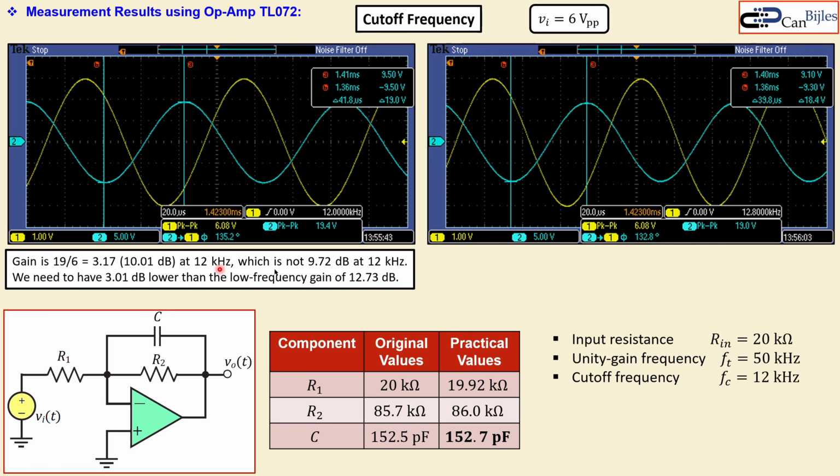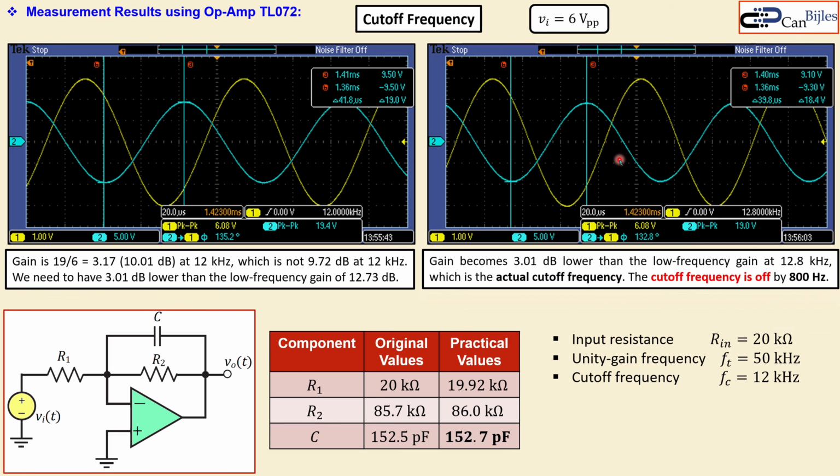Now, where do we get this actual value of 9.72 dB? Now, looking at the plot on the right side, the gain indeed decreases by 3.01 dB, but not at 12 kHz, but 12.8 kHz. That's actually shown here. So at 12 kHz, I don't get that. At 12.8 kHz, I get the cutoff frequency, but it is 800 Hertz off. So we have an error of 800 Hertz here. Now, we need to tune this.